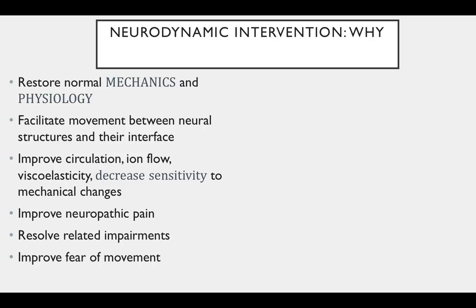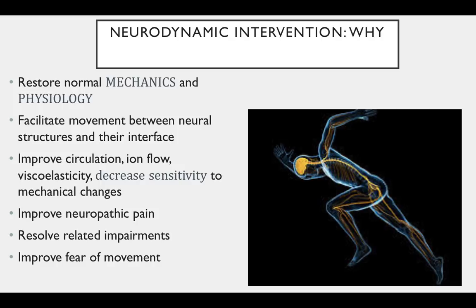This may go without saying at this point, but we intervene to restore the mechanics and normalize the physiology of the nerve. Specific to the mechanics, NDT sets to facilitate movement between neural structures and their interface or container. Specific to the physiology, we set to improve circulation, ion flow, viscoelasticity, all to decrease sensitivity to mechanical changes. NDT sets to improve neuropathic pain, resolve related impairments, and improve fear of movement. NDT interventions use mechanics to treat pain or impairments of neural and non-neural structures.